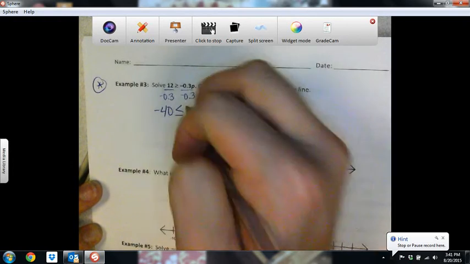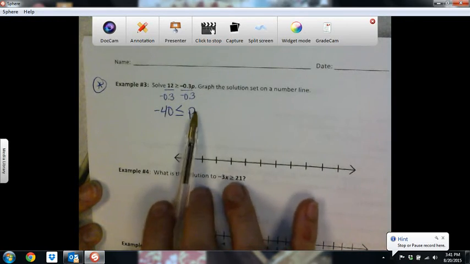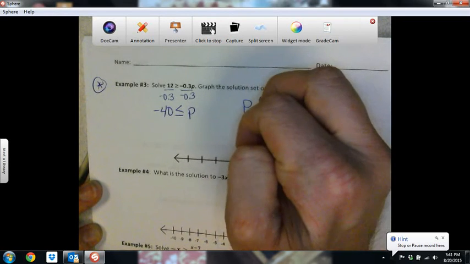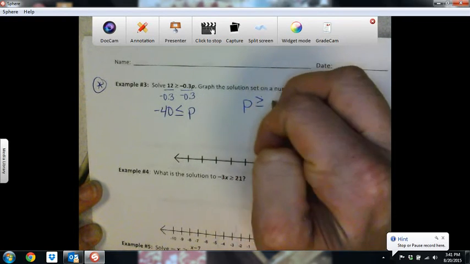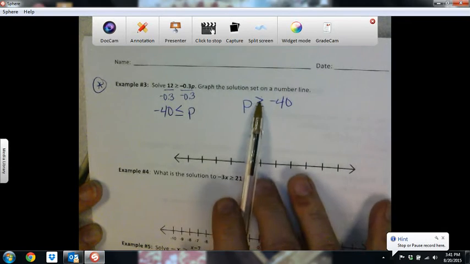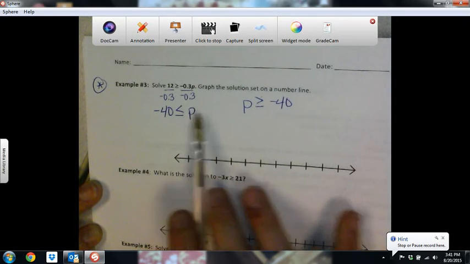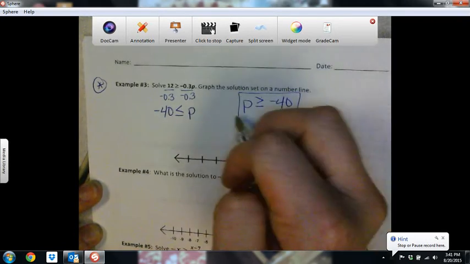Now, in this situation, I need to pay attention to the fact that, again, I prefer to have my variable on the left side. So p is greater than or equal to negative 40. I continue to make sure that my inequality opens towards my variable in both cases.